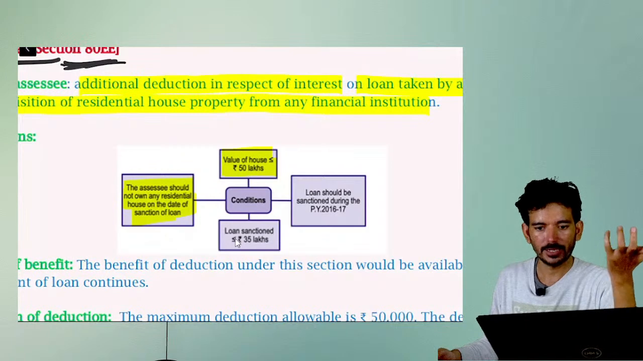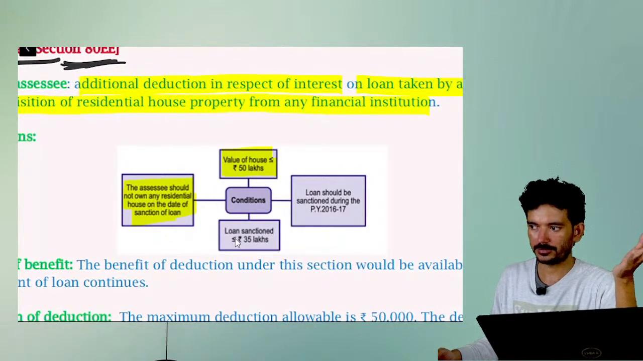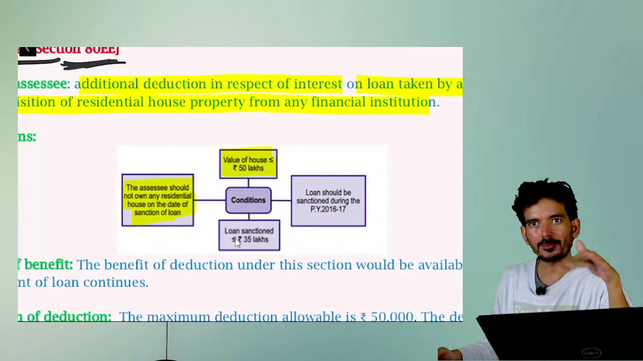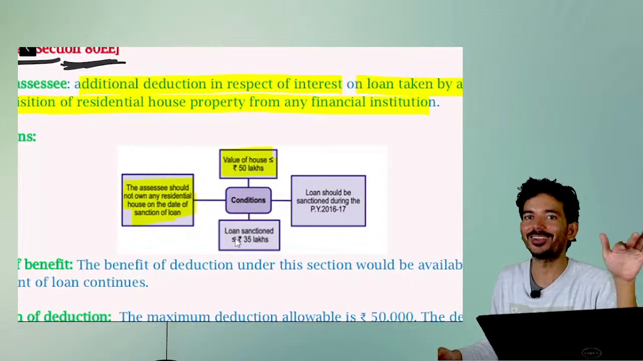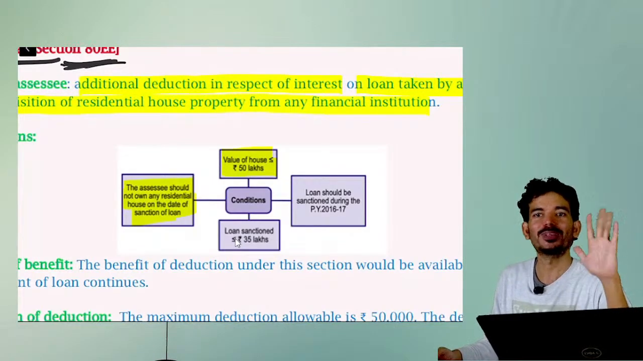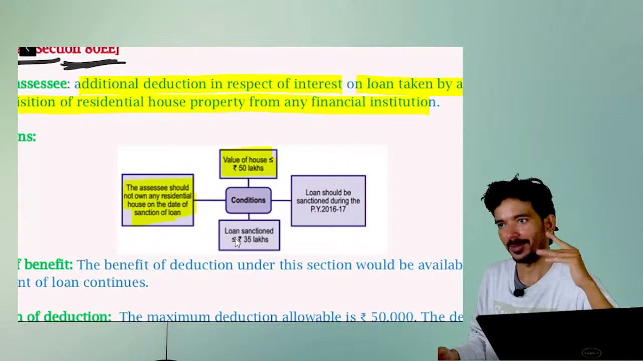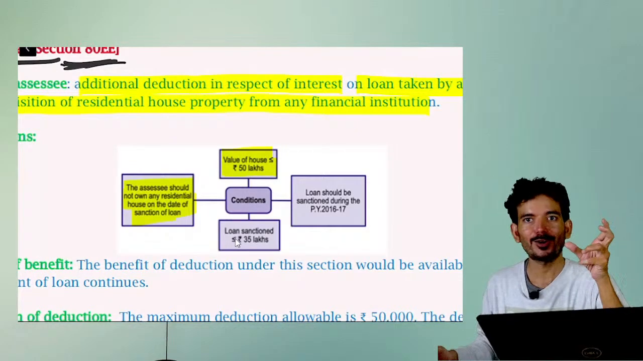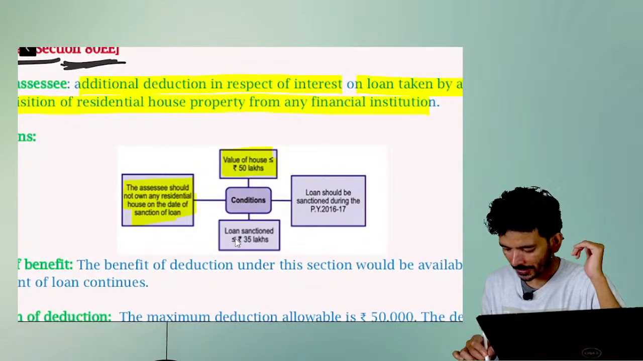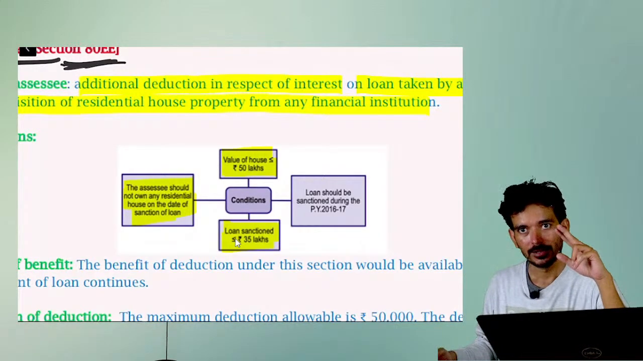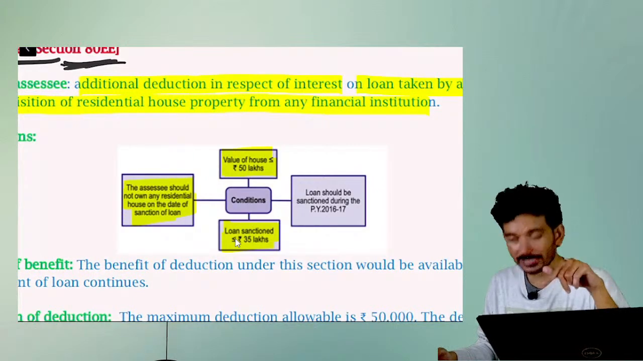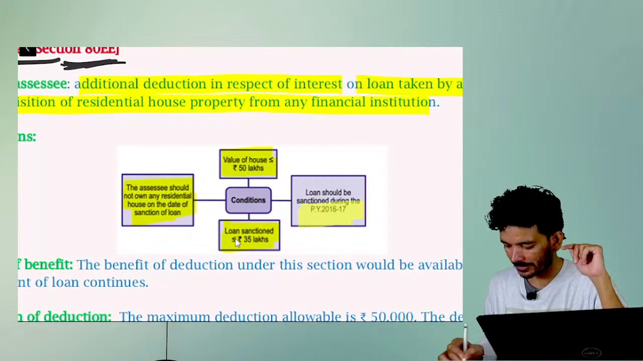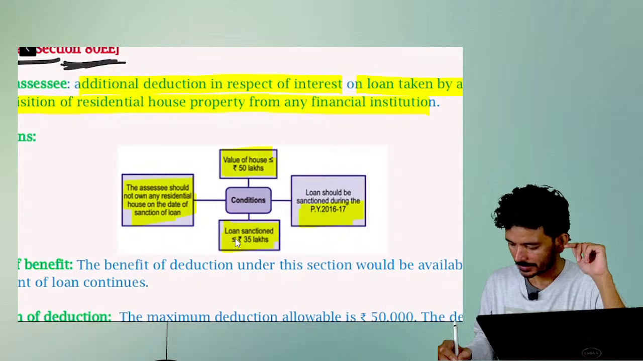And the value of the house should be 50 lakhs. If you are staying in any metropolitan city or even good suburbs, maybe with 50 lakhs you are not getting any house. I'm not saying you will not get it, but out of your choice you will not get it. So the value of the house should be less than 50 lakh, and the loan sanctioned should be less than 35 lakh, and it should have been given between 16-17.